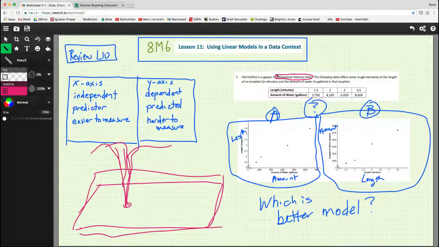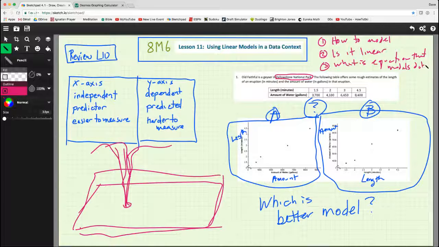How do you model it? One, how to model, and I'll explain that in a second. Two, is it linear? And then three, what is the equation that models the data? So we're not going to answer question 3 here. That's something that you did in class. But really, the question is which way are you going to model this data?